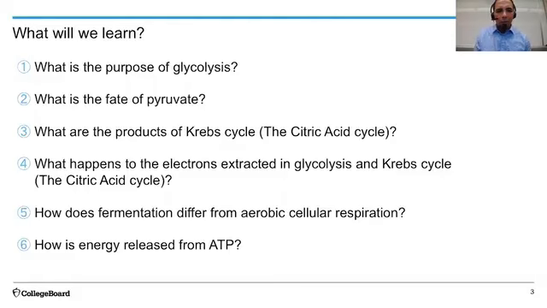Always a great question. So what will we learn? What is the purpose of glycolysis? What is the fate of pyruvate? What are the products of the Krebs cycle, or citric acid cycle? What happens to the electrons extracted in glycolysis and the Krebs cycle, or what we also know as the citric acid cycle? How does fermentation differ from aerobic cell respiration? And finally, how is energy released from ATP? Again, I would pause the video, jot down some answers, do a little pre-assessment and see how you do.